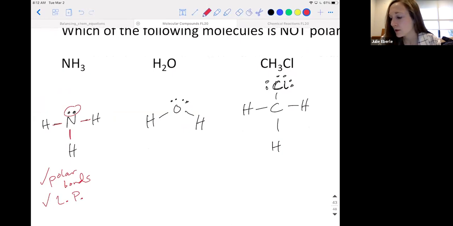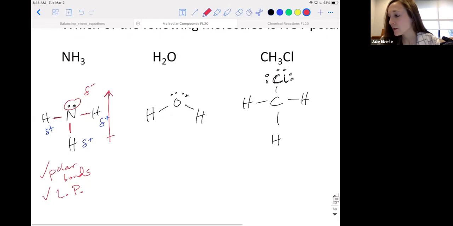We can draw the dipole in. The hydrogens would be the partial positive region, and then the lone pair would be the partial negative region. And we can draw a dipole in pointing towards the partial negative region, and it does not cancel out with anything. So that one's polar. Same idea with water, okay?